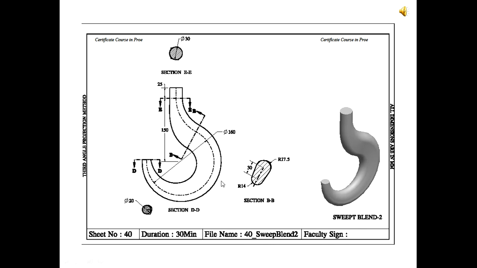The second section BB is an oblong. The third section EE is a circle of 20 units dia. The fourth section is the same as section EE. Please note that section BB is having 4 number of entities and vertices, whereas section DD and EE is a single continuous curve. So according to the rule, circle is to be divided into 4 number of entities. Let us exercise this in Creo.